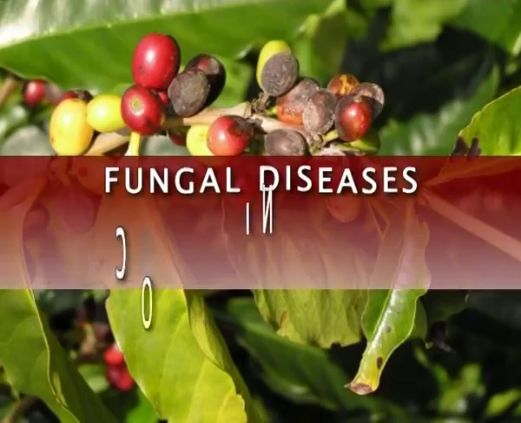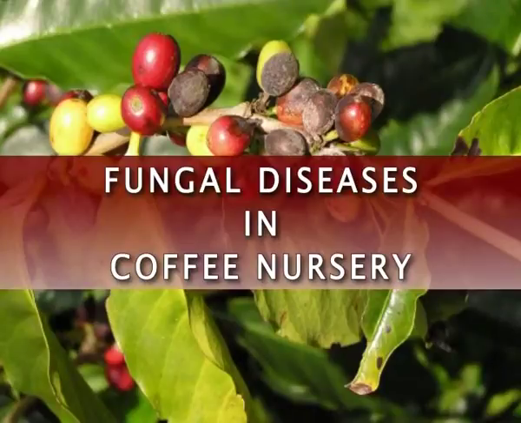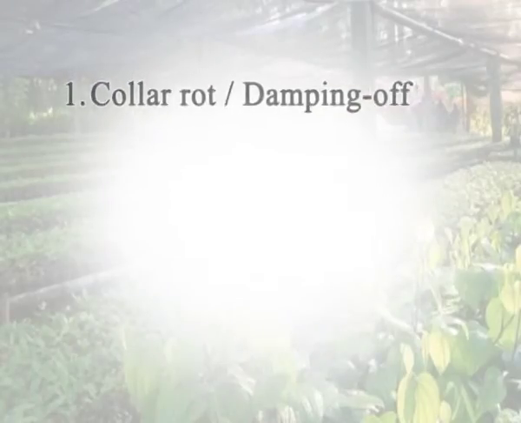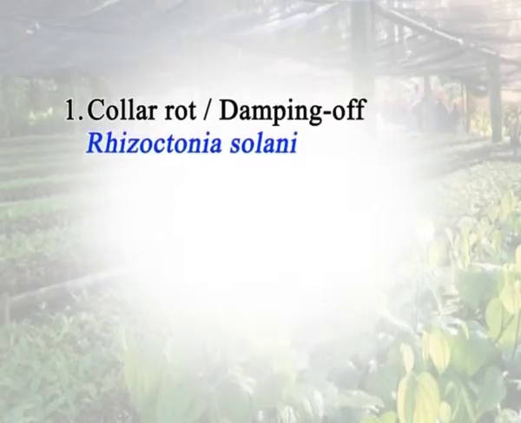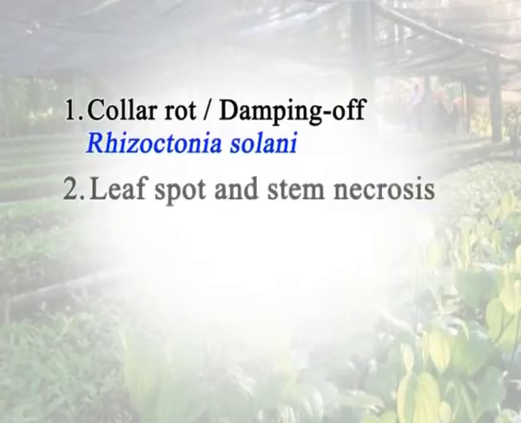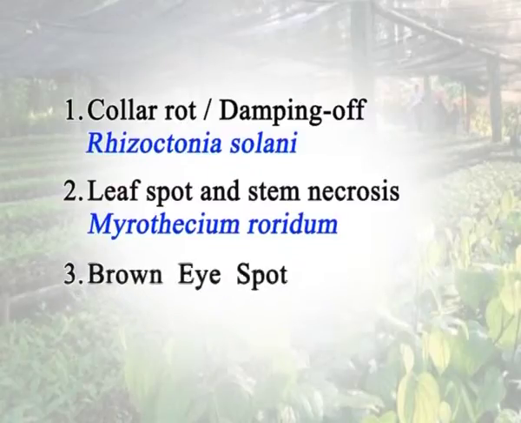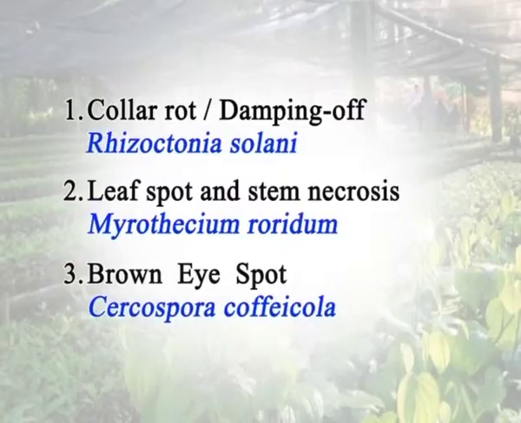Let's see what the major diseases of the coffee nursery are. Generally, there are 3 major diseases on seedlings in the coffee nursery. The first one is collar rot or damping off, and it is caused by Rhizoctonia solani. Next, leaf spot and stem necrosis. This disease is caused by Myrothecium roridum. Then the third most important disease of the nursery is brown eye spot. The disease is caused by Cercospora coffeicola.